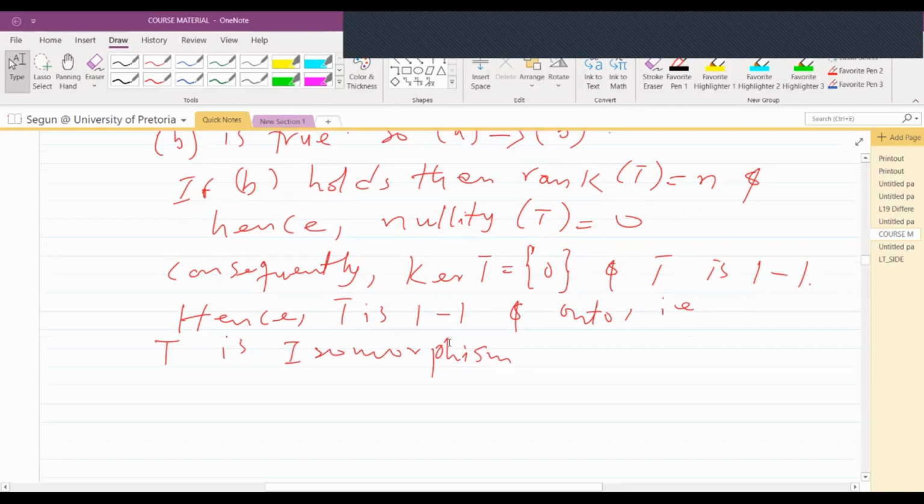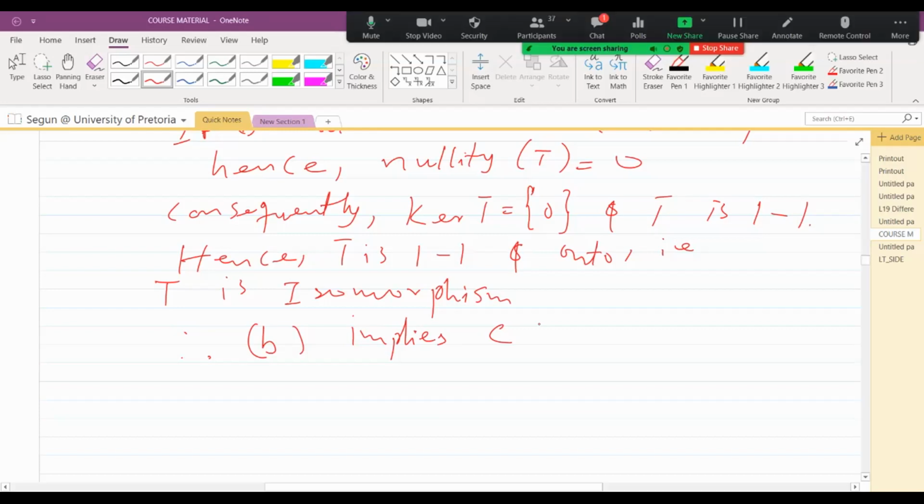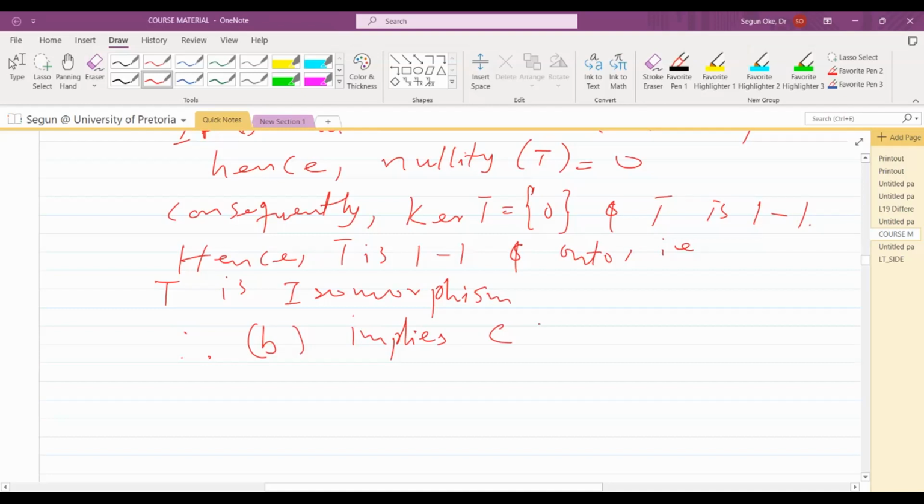Our T in this case is an isomorphism. Therefore, B implies C. And it will also follow immediately. A also follows the same way, in order to map according to the definition. So I just want to encourage us to lay our hands on some of those things. I will give us one example, then we call it a day, or rather, a week.